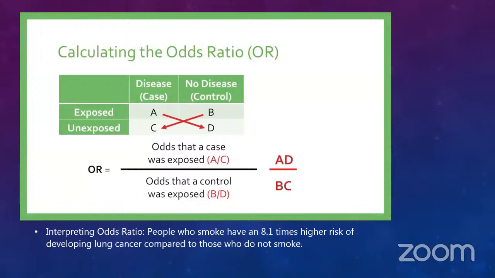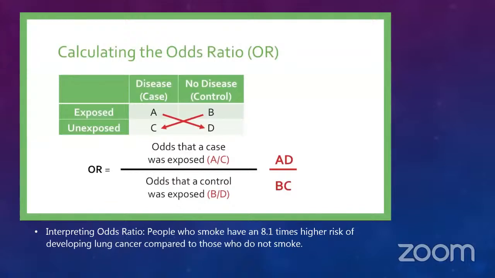So I'll tell you the pitfalls of a case control study. In the odds ratio, I am taking a very brief overview of all topics. I am not going into in-depth details of each. So how do we calculate the odds ratio? Exposed and unexposed, disease and no disease. The odds ratio is the odds that the case was exposed, that is AD by BC. So how do you interpret an odds ratio?